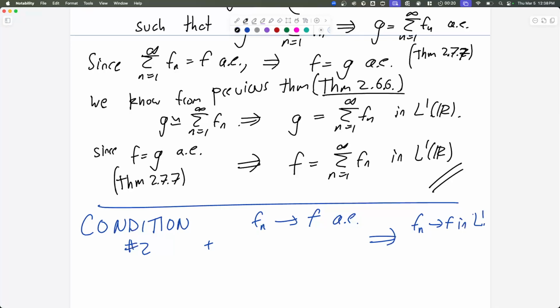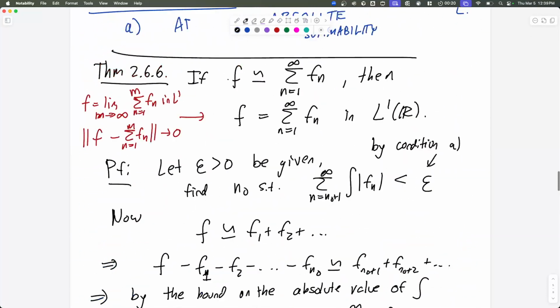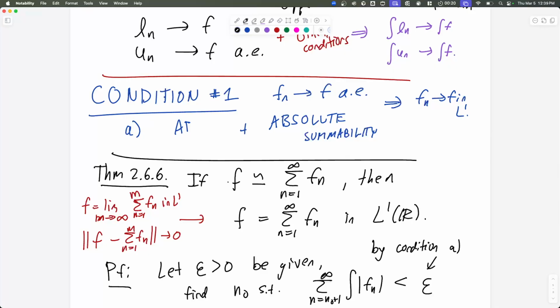Another way to think about it is we've proven condition 1. Condition 1 says we have absolute summability. Absolute summability means that if you took all the things and you made them positive, it would still work. So what kind of conditions does absolute summability exclude? It excludes things that go up and down and up and down and up and down, right?